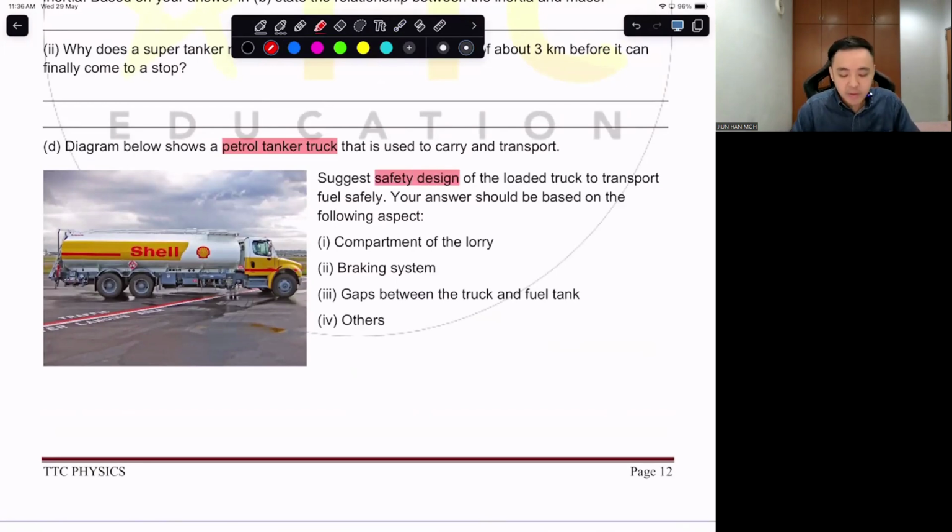Now, do you learn this or not? I think we learned this before. Which part? When we talk about this petrol tank, it falls under inertia. Do you really get actual questions like this in your textbook? No, but they will use the knowledge that you learn in the textbook. First of all, for example here, compartment of the lorry. Do you know what is meant by compartment?